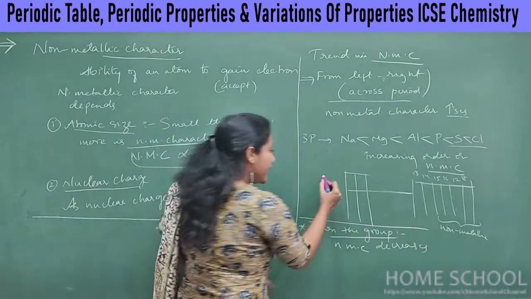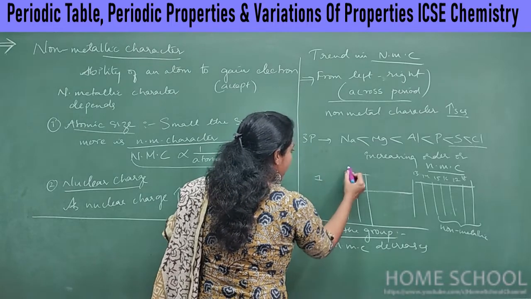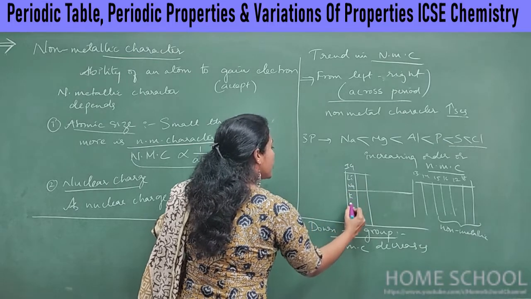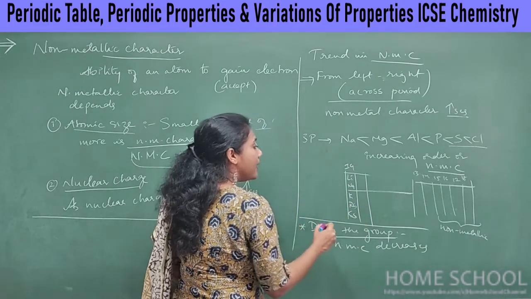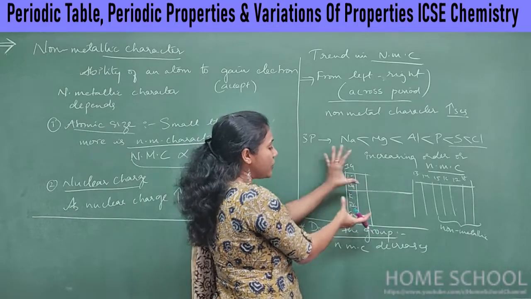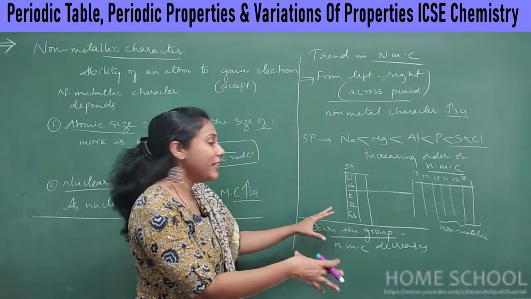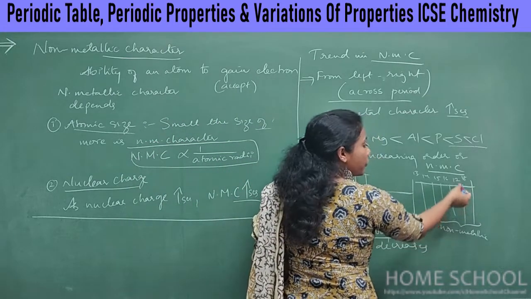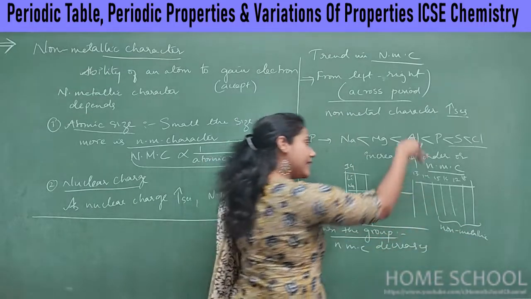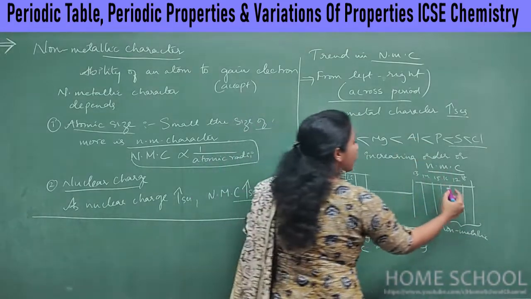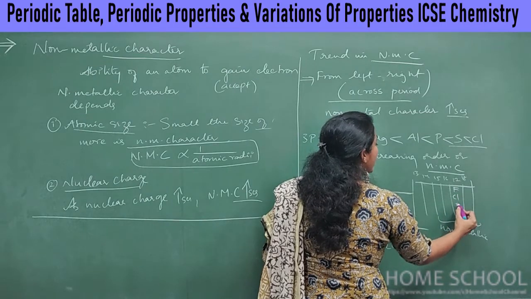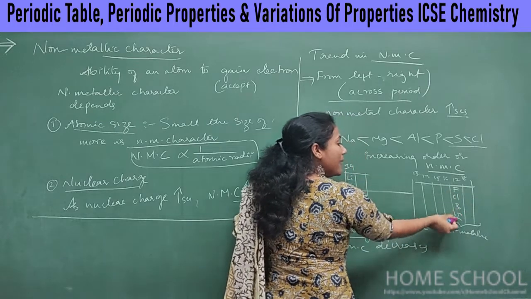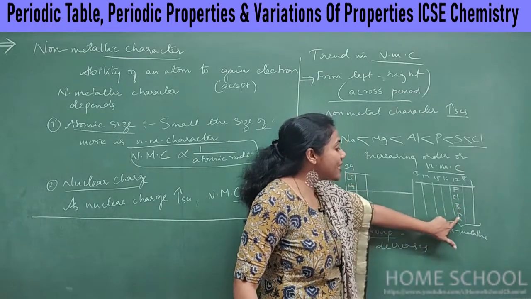If you take the first group elements: lithium, sodium, potassium, rubidium, cesium, actually the entire first group elements are the most metallic. You cannot talk about the non-metallic character here. Let me talk about the 17th group elements because they are the most non-metallic since they are smallest in size. Here the elements are fluorine, chlorine, bromine, iodine. When you go from fluorine to iodine, your non-metallic character decreases because the size will increase.